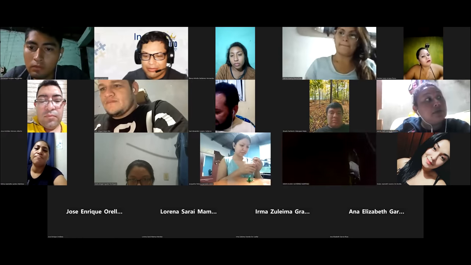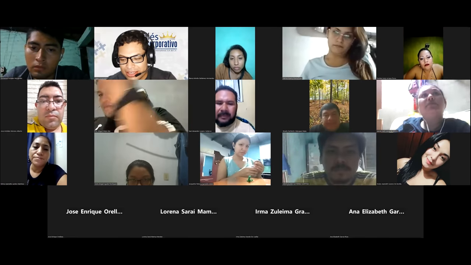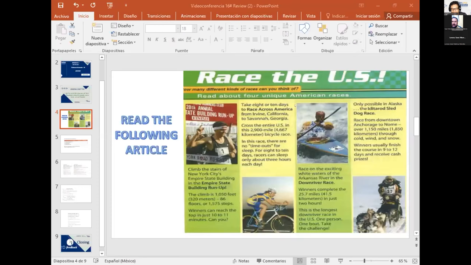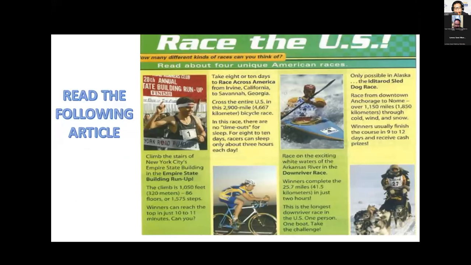Vamos a dar inicio y tenemos el siguiente tema. It says specifically Races in the U.S. That is a kind of reading that we have to follow. Let me show you this part here. It says, how many different kinds of races can you think of? Read about four unique American races.